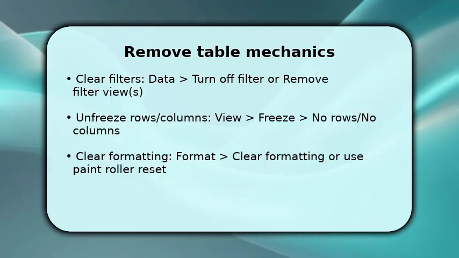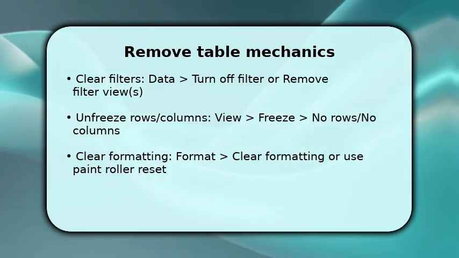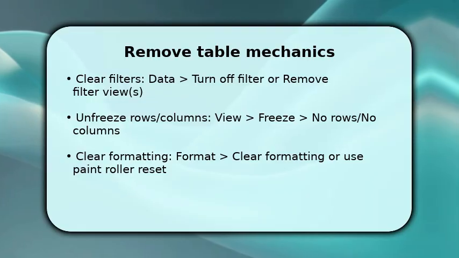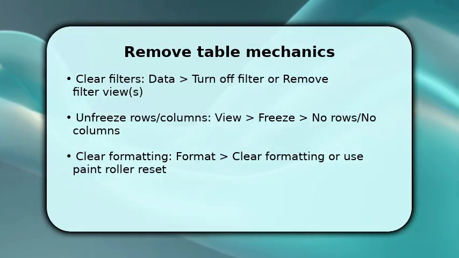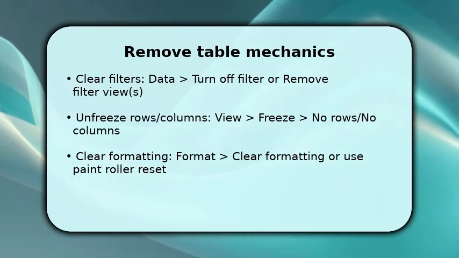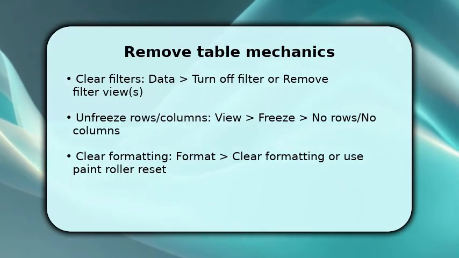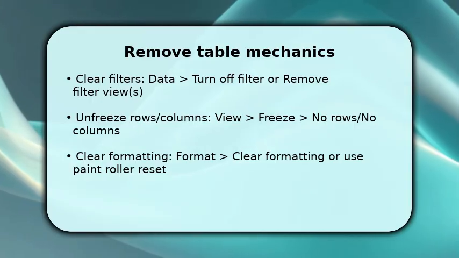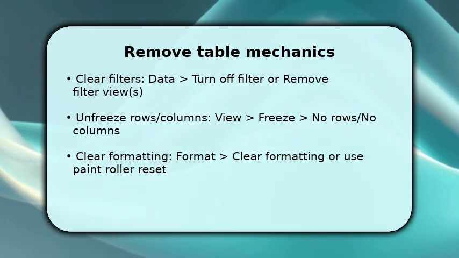First, turn off filters and delete any filter views because they enforce column headers and drop-downs. Then unfreeze rows and columns to restore normal scrolling. Frozen panes often imply a table. Clear direct table styling with format clear formatting, or use the paint roller to reset specific ranges.